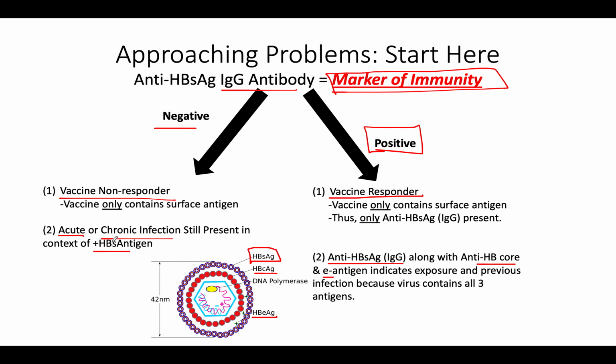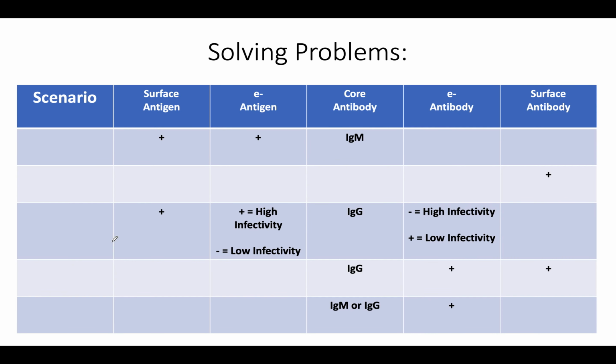And we're going to apply all these concepts now to a table that I made, and these are our practice problems, okay? So you're going to just come in and make up a general person in mind. You have an IV drug user that comes in, and you're really sure that they have hepatitis B. They just have the clinical presentation of that, okay? So again, start with the surface antibody. There's no surface antibody, okay? So that means they're a vaccine non-responder or they still have an acute or chronic infection present.